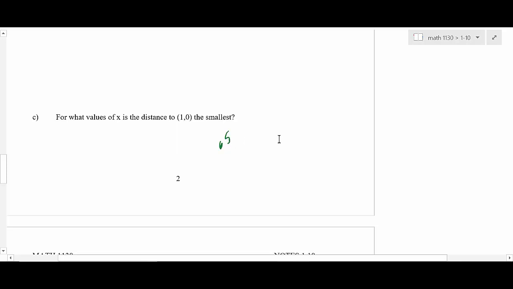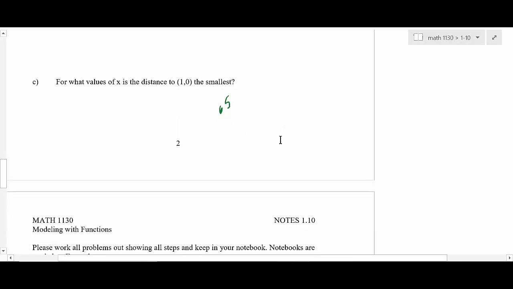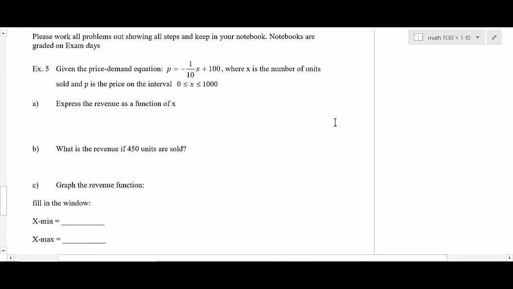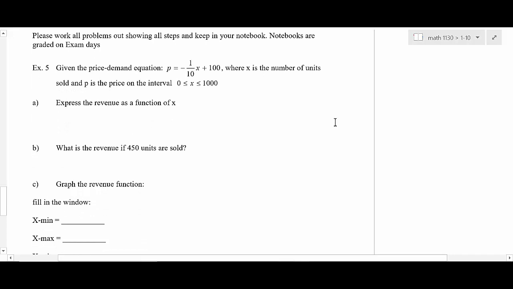I'm going to do one more to kind of finish this up. It's a very short section, and then we'll start into the next chapter. Okay, this is a little business application. I always go over this if I teach business calculus. We look at more economics applications.